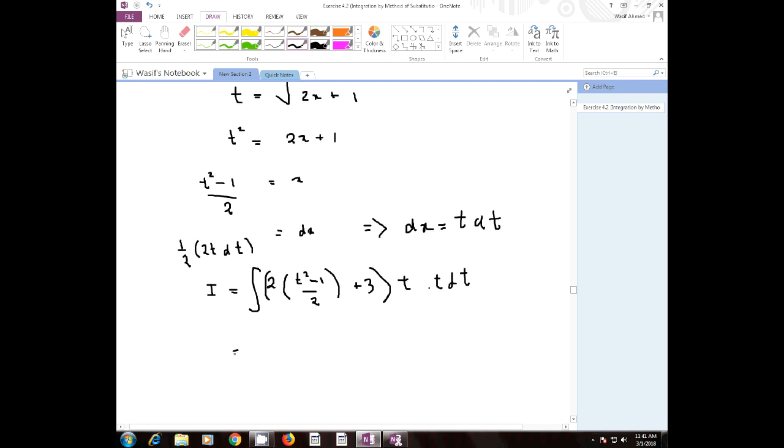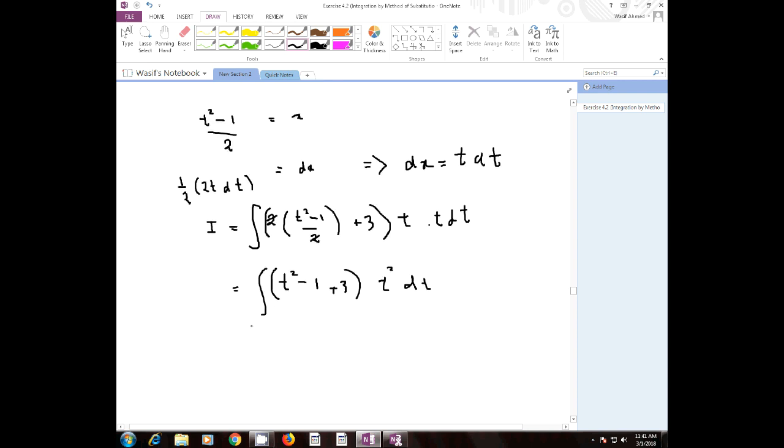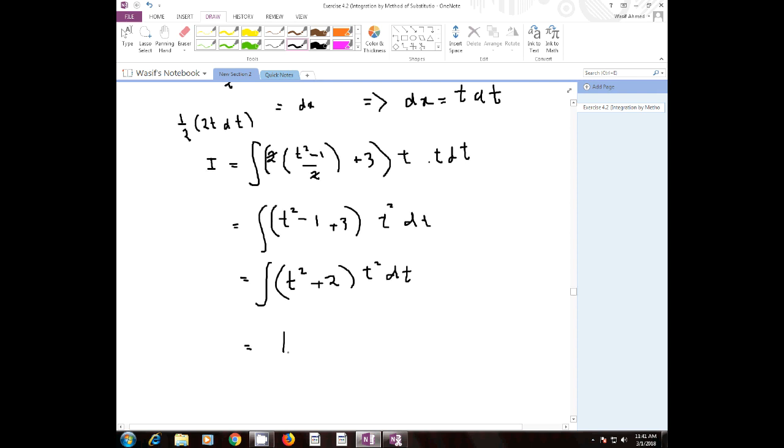Simplify it, 2 gets cancelled with this 2 and you have t square minus 1 plus 3 and t square dt. T square plus 2 multiplied by t square dt. T raised to the power 4 plus 2t square dt.